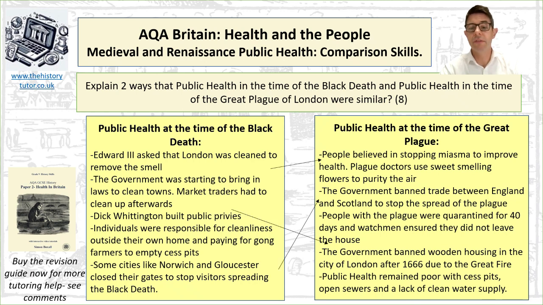So here's what I've noticed then. You might have noticed the government is involved in both. So government action, Edward III, telling people to clean up. Government banning street traders from leaving a mess in the Black Death era. Government banning wooden houses. Government bringing in quarantine laws. Those are all government actions in both eras.